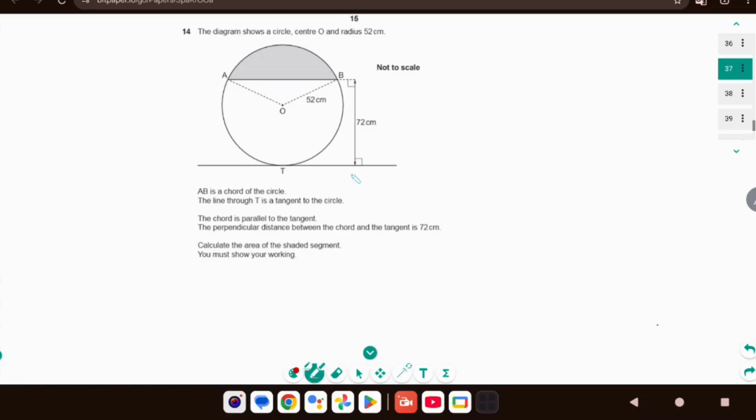At some point, I'm going to need the whole area of the circle, which we can work out quite easily. Pi times 52 squared, because the area of a circle is pi r squared.